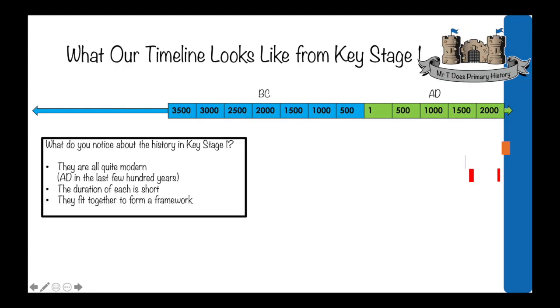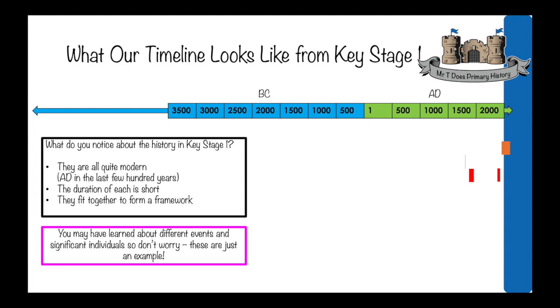So, here you can see a timeline with a scale across the top, AD in green and BC in blue. This is a plotting of the Key Stage 1 teaching that might have taken place. What do you notice about it? They're all quite modern. They're in AD over the last few hundred years. The duration of each is very short, and they all do fit together to form a framework where they fit before, after, or alongside each other.